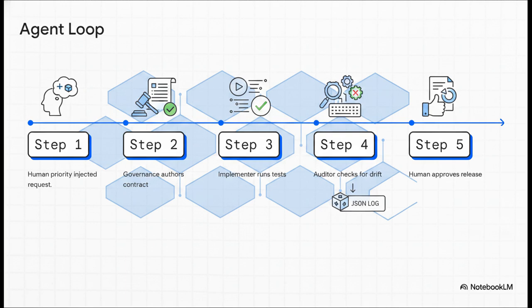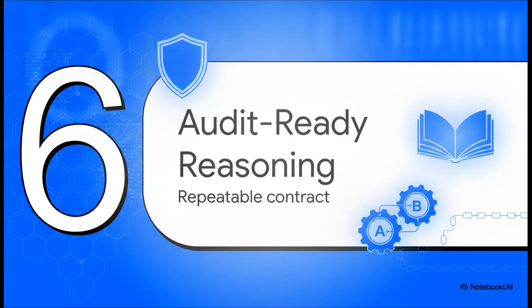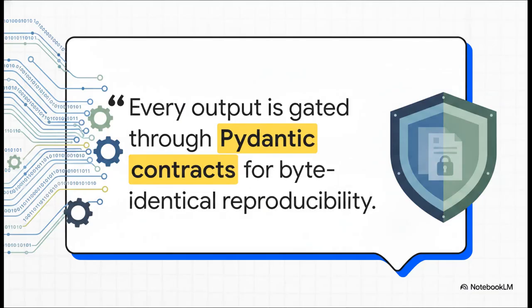This methodology guarantees that the tool analyzing your data is built with the exact same deterministic rigor as the analyses it spits out. Let's pull this all together in our final segment. Section 6, Audit-Ready Data Reasoning. Repeatability as a contract. The core philosophy driving all of this is beautifully captured here. Every output is gated through Pydantic validated contracts, and the runtime is engineered for byte-identical reproducibility.